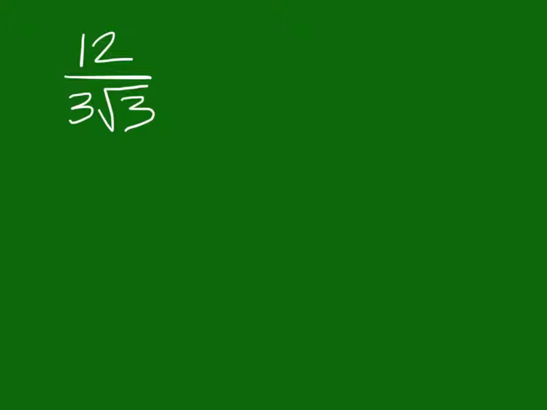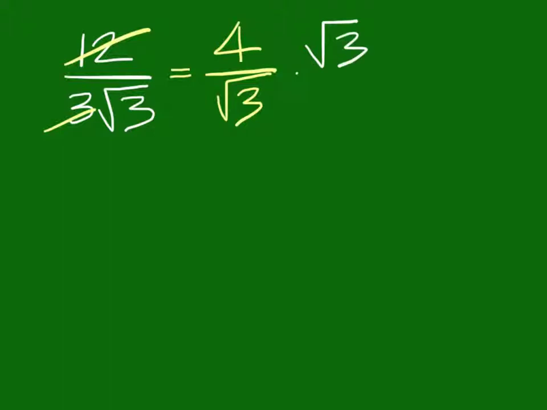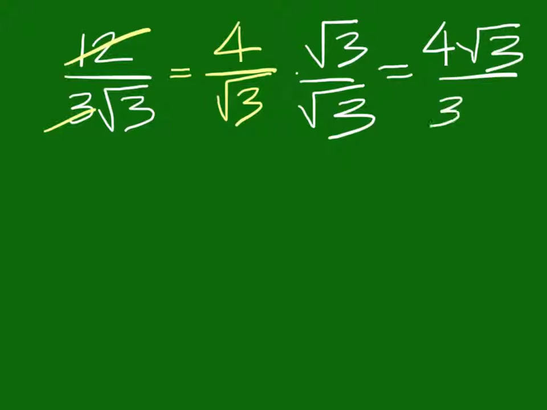On this problem, you can reduce first, there and there, to get a 4 over 1 square root of 3. You don't write the 1. And then from there, multiply by square root of 3 over square root of 3 to get 4 square root of 3 over 3. And that's it.